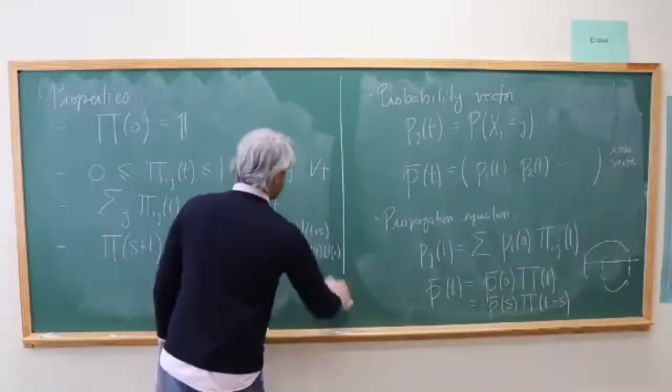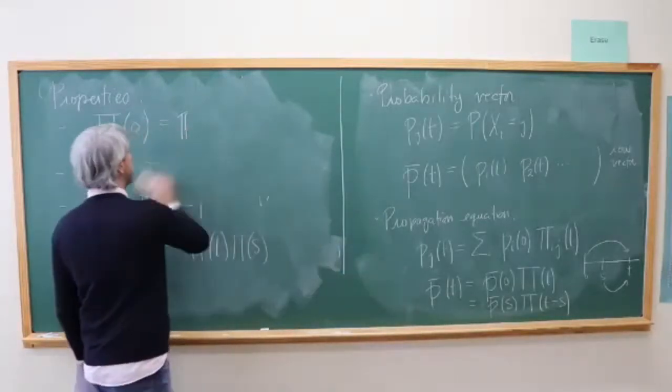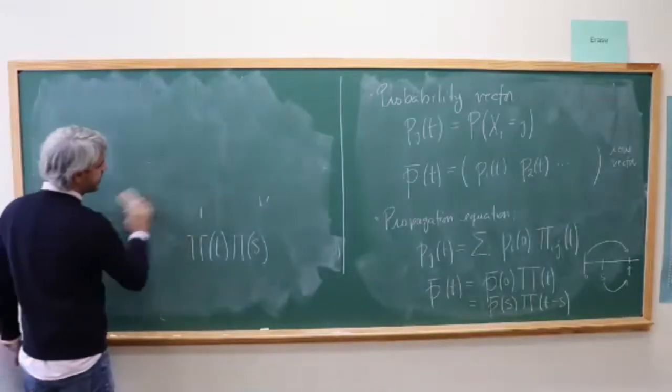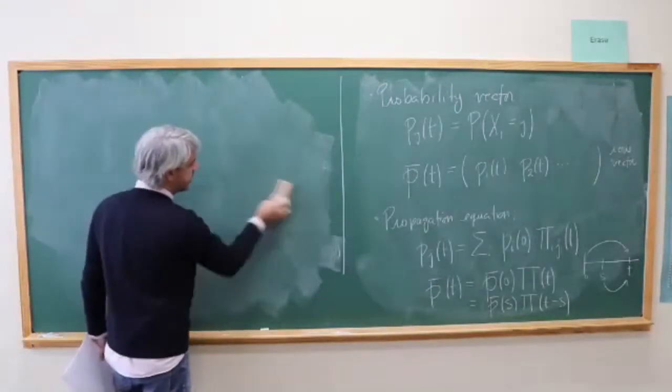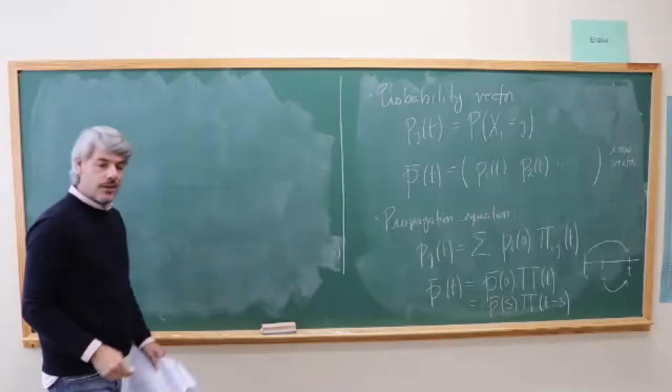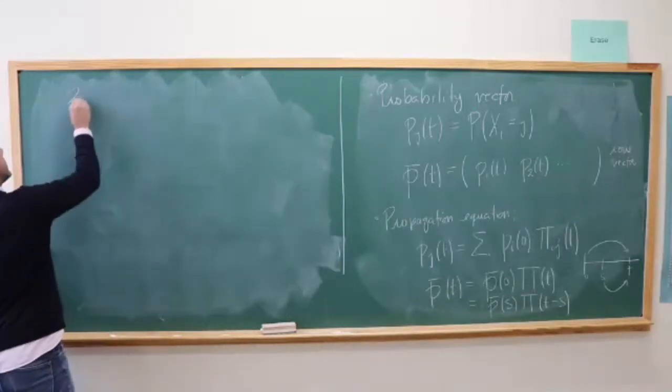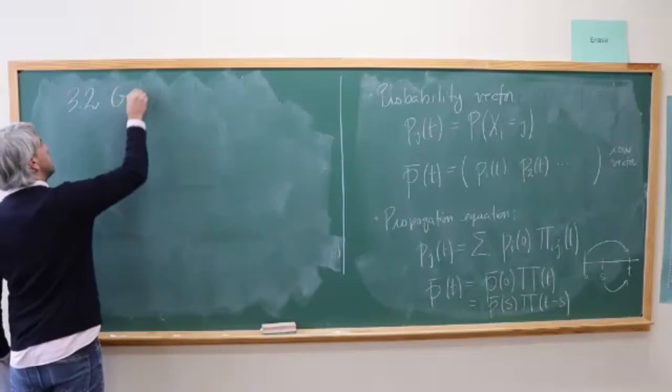Okay, so this is the next section. This is called the generator. And in quantum mechanics, we have the same, and I'll explain what the similarity with quantum mechanics is once I finish introducing the generator. So this is section 3.2, the generator.